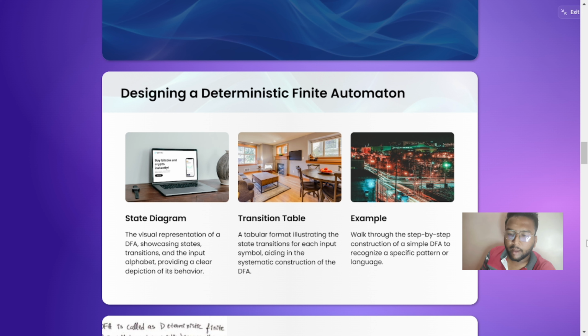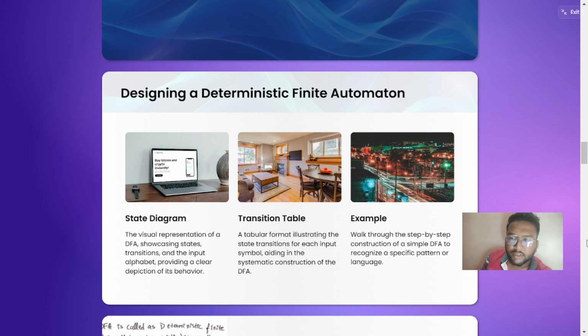Transition table, the tabular format illustrating the state transitions for each input symbol, aiding in the systematic construction of a DFA. Coming to the example of a deterministic finite automaton, we walk through the step-by-step construction of a simple DFA to recognize a specific pattern of a language. Coming to deterministic finite automaton operations, string acceptance explains the process by which a DFA determines whether an input string is accepted or rejected based on its transitions and final state.